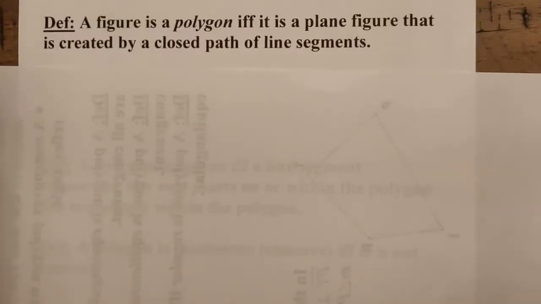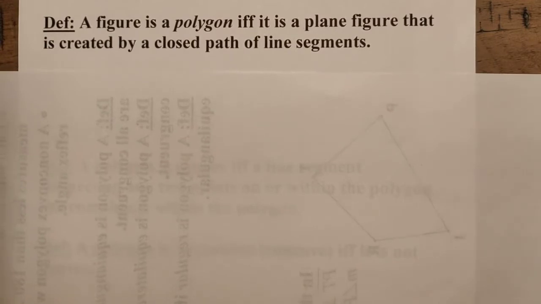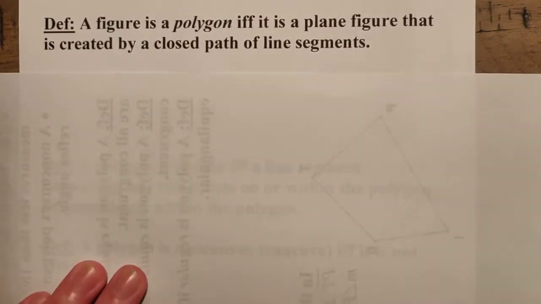Now, I mentioned the polygon at the very beginning of Unit 2 in our little chain of definitions, but now that we understand what's going on, we can come up with a nice definition for this. Our definition for the polygon is a plane figure that is created by a closed path of line segments. So something like this is going to occur, with a closed figure.